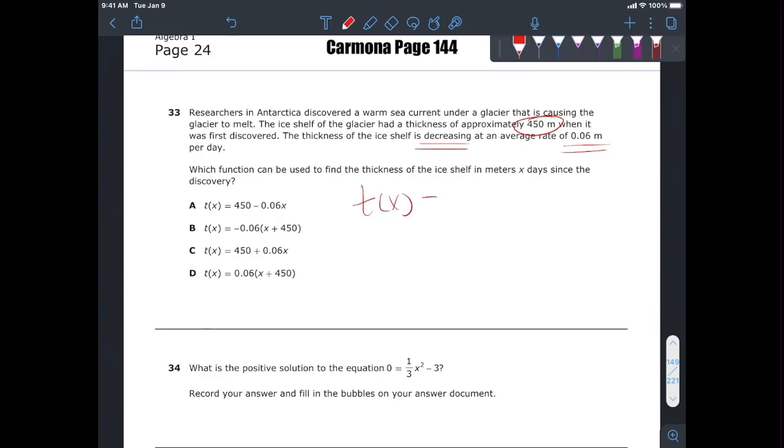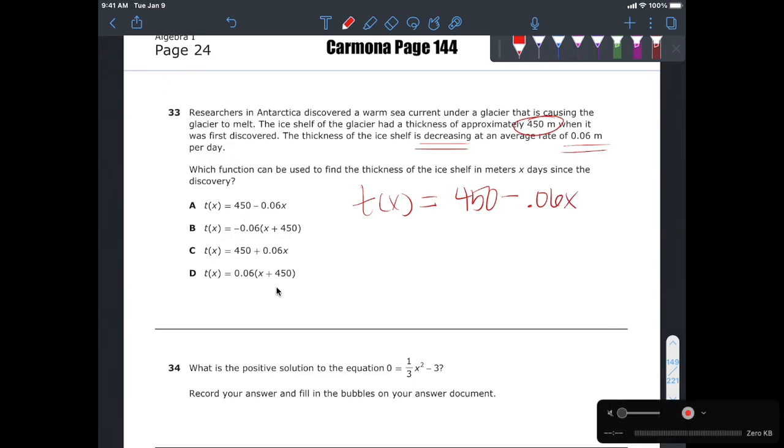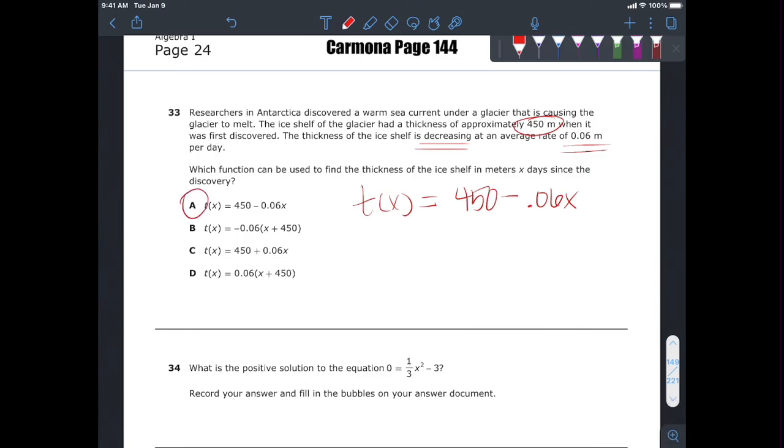So I'll go ahead and start up my function. We're starting at 450 meters and we're taking away 0.06 meters every single day. So I'm looking at all of my options and it looks like only answer choice A, because this is not going to multiply by both of them. It's taking away and not multiplying by both of them. So it's got to be A.